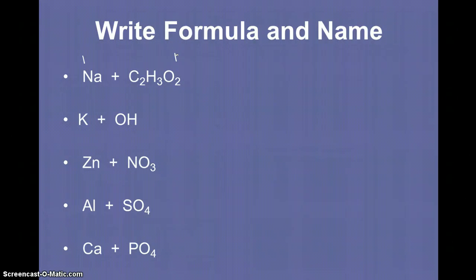Now remember that these polyatomic compounds, when they form with a metal, are still considered an ionic compound. So these oxidation states are switching. We are losing and gaining electrons here. Okay, so in that case, let's go ahead and give the formula first. We have sodium, and then this is acetate, C2H3O2. You can put parentheses around there. I kind of suggest that you do.